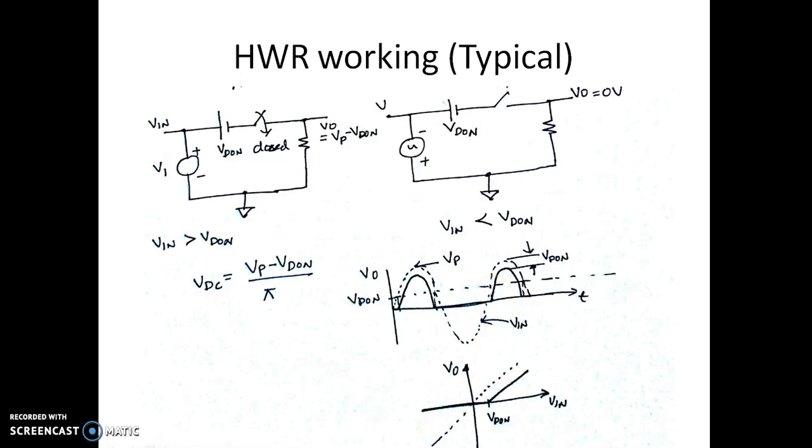So this is the transfer characteristic. If the input voltage is less than VD on, the output is still 0. When the input voltage is more than VD on, the output is equal to V in minus VD on. So this is the VDC. VDC is given by the average voltage. The output is given by Vp minus VD on by pi. So the peak voltage is not Vp now; it's actually Vp minus VD on, which is the drop across the diode. So the average voltage will be Vp minus VD on by pi.